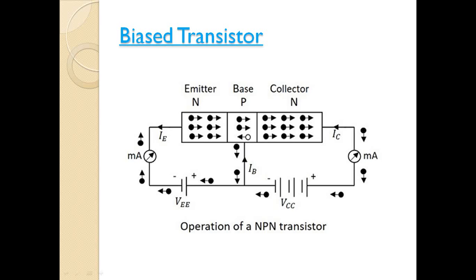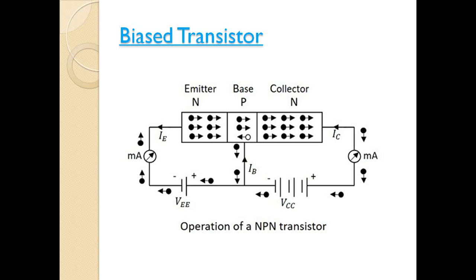Here we are using an NPN transistor, which means the N regions contain electrons and the P region contains holes. Now the transistor can normally be operated in four possible bias combinations: saturation, forward active, cutoff, and inverse active.